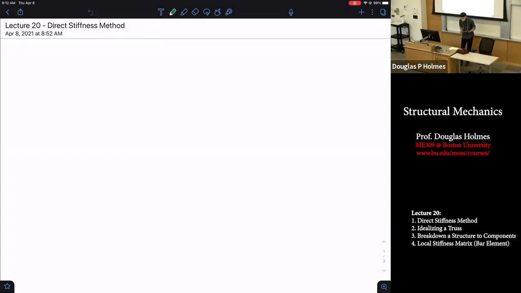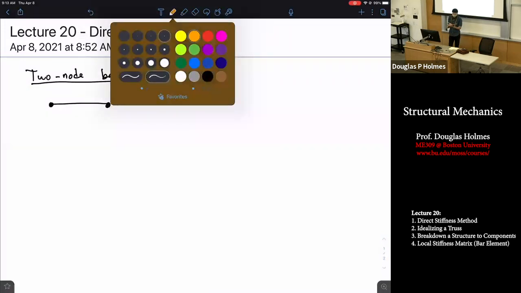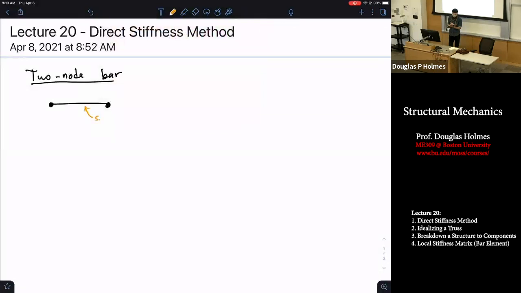So we're going to do everything using a two-node bar as our element. And that two-node bar can be represented with two nodes and our bar, and you can really just conceptually think of this as a spring.